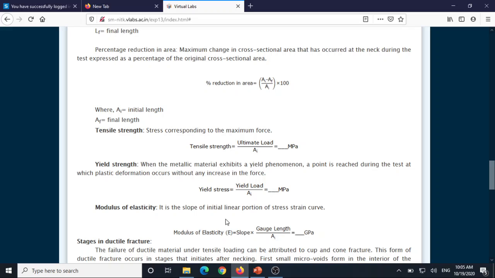And the modulus of elasticity, or Young's modulus E, represents the slope of the stress strain curve. That is, slope into gauge length divided by A_i. We can also find the modulus of elasticity by applying Hooke's law, that is stress by strain equals the modulus of elasticity, within the elastic limit.